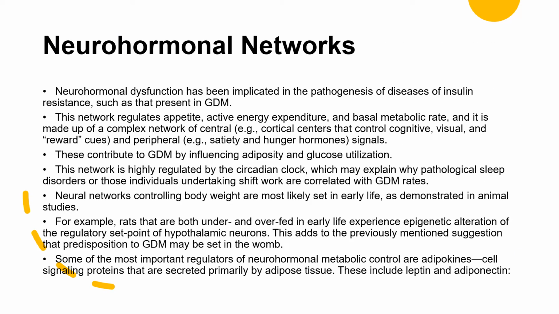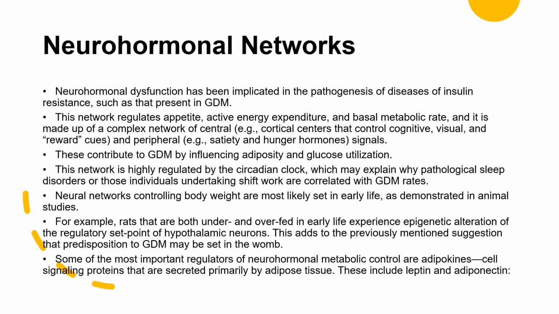Third is neurohormonal networks. Neurohormonal dysfunction has been implicated in the pathogenesis of diseases of insulin resistance, such as that present in GDM. This network regulates appetite, active energy expenditure, and basal metabolic rate, and it is made up of a complex network of central, for example, cortical centers that control cognitive, visual, and reward cues, and peripheral, for example, satiety and hunger hormone signals. These contribute to GDM by influencing adiposity and glucose utilization.